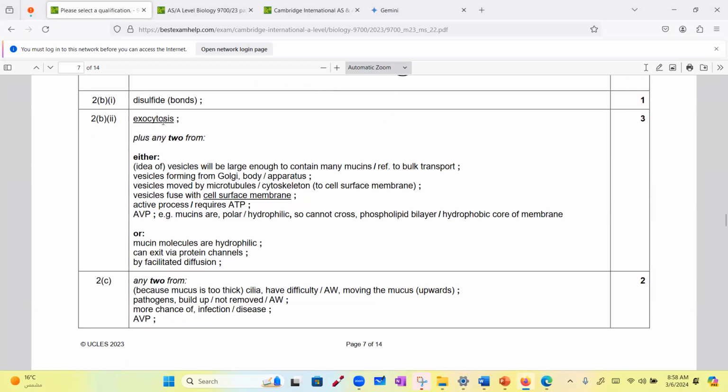Disulfide, correct. Exocytosis is underlined, so you have to mention it, and the steps of exocytosis. Vesicles that will contain mucin, they come from the Golgi body, they move by the cytoskeleton, they fuse with the cell membrane, it requires energy, okay? Mucins cannot cross the cell membrane because they're polar or hydrophilic. So we mentioned, how many marks? 3 marks. I think we mentioned more than 3 points.